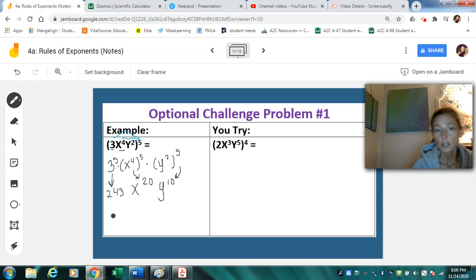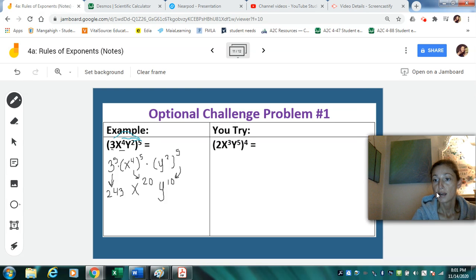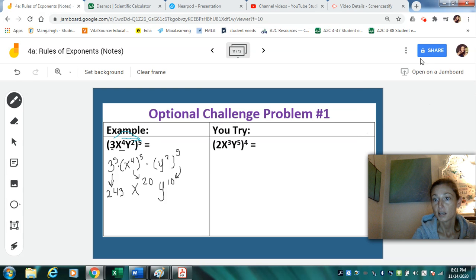All right, so that's how you attack a problem like this. Break it down into its separate pieces, making sure that you distribute an exponent that's on the outside to each piece. If it is on a number, that's just that number to that exponent. But if you have a variable that has an exponent on it, you can multiply those two exponents together. All right, so go ahead and try the problem on the right.